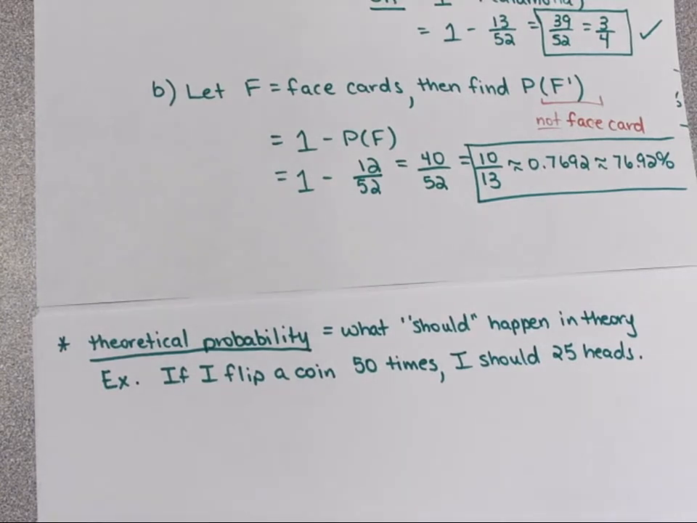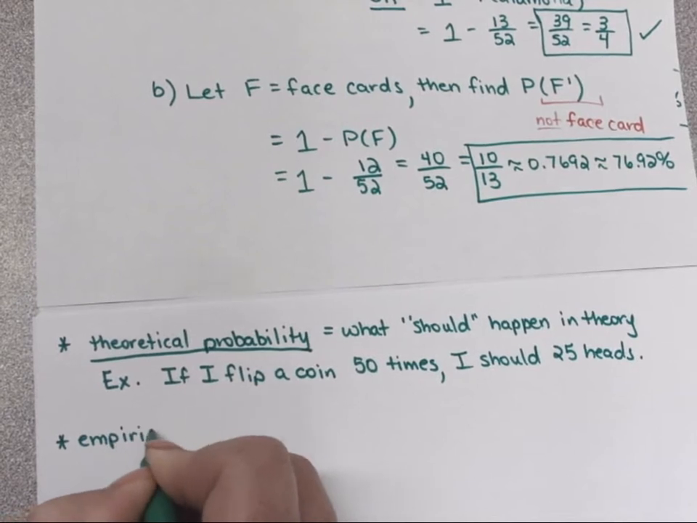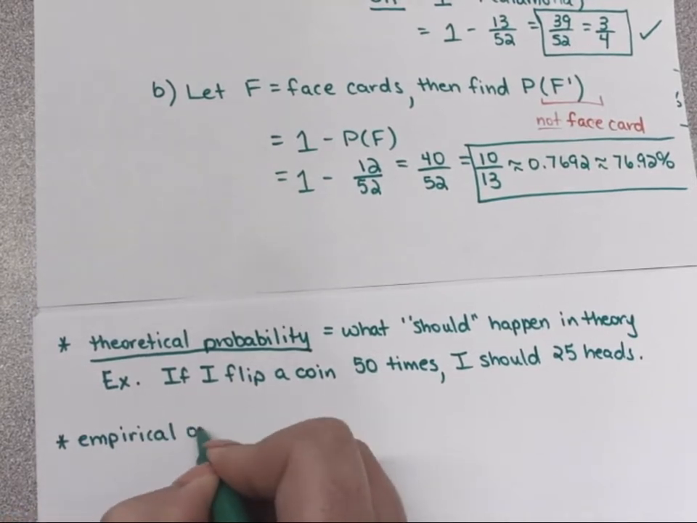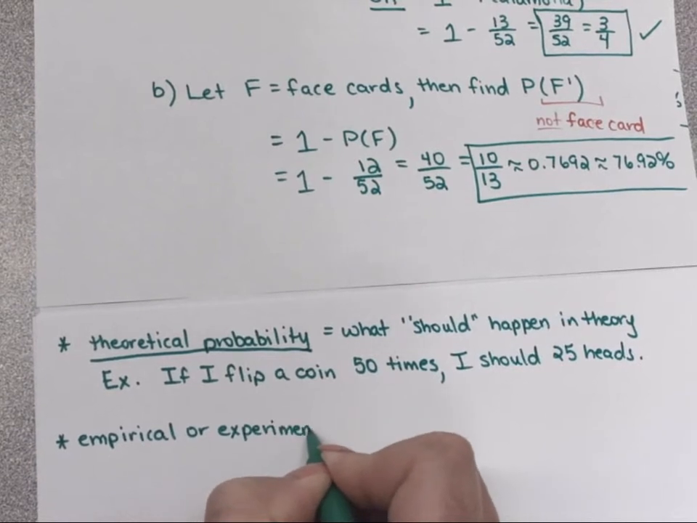But the reason I put that in quotes is that it's not always going to be what happens, right? If you and I both flip a coin 50 times, neither one of us might get 25, and we probably wouldn't get the same number as each other. We'd probably have a different count of heads and tails. And so the second type of probability is called empirical or experimental. Those words are used interchangeably.